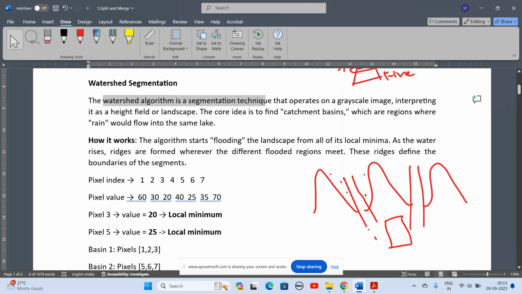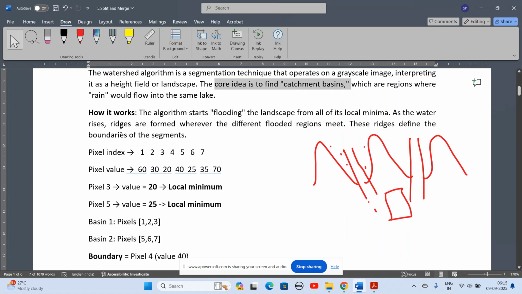The watershed algorithm is a segmentation technique that operates on a grayscale image, interpreting it as a height field or landscape. Imagine the height field of the mountain is represented here. The core idea is to find the catchment basins. This part is known as a catchment basin, the region where the rain would flow into the same lake. This algorithm starts by flooding the landscape from its local minima. The location where all the water will accumulate is known as a local minimum.